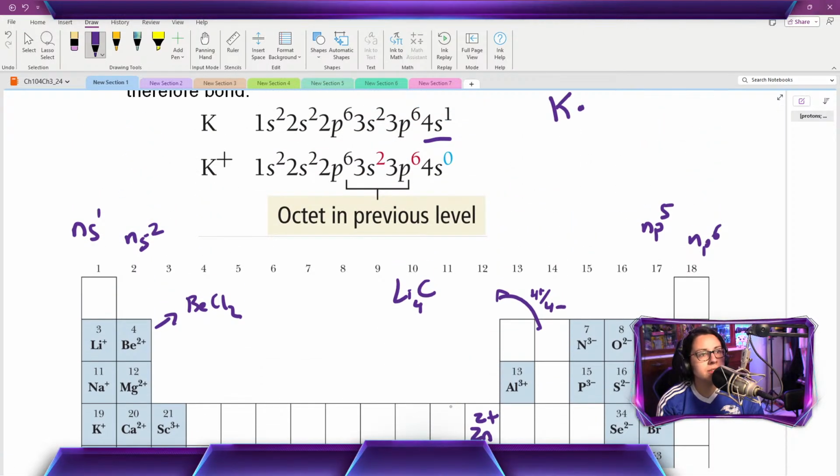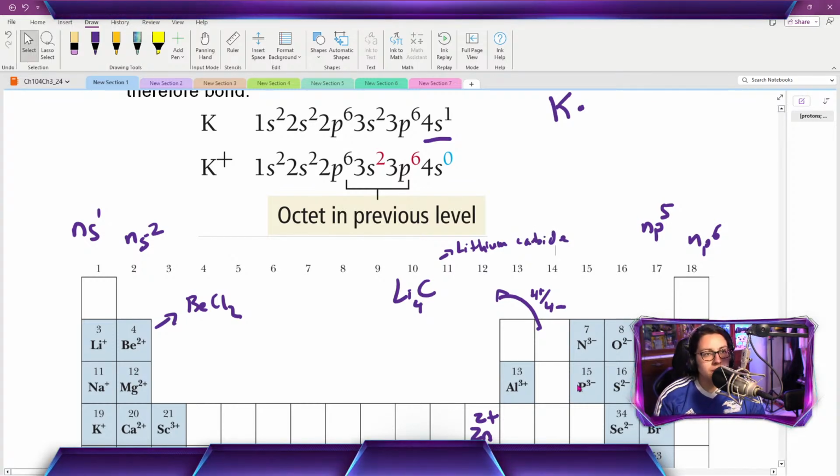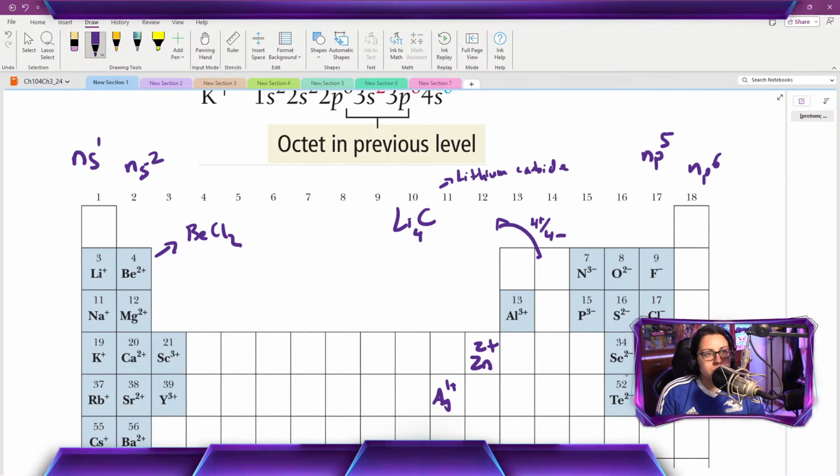But you don't often see too many examples of group 4. It can happen. But notice, there's a switch. So with group 4, it could either lose 4 electrons or gain 4 electrons. And again, they also tend to be involved in a lot of covalent compounds instead.